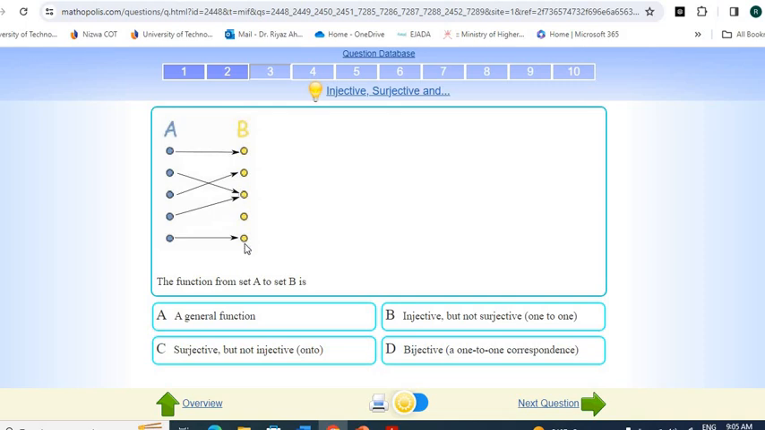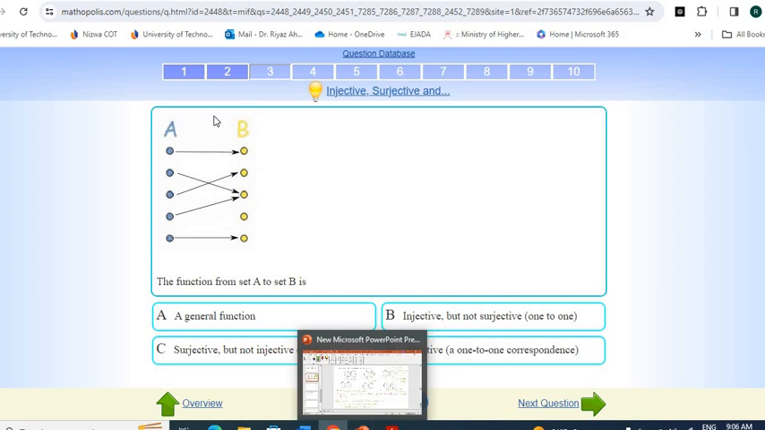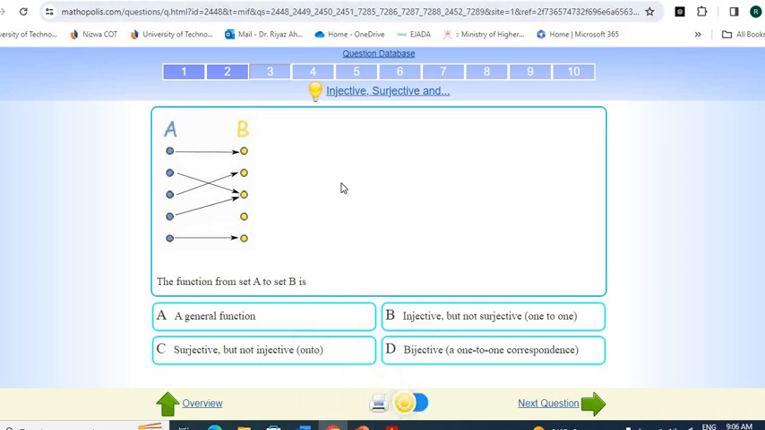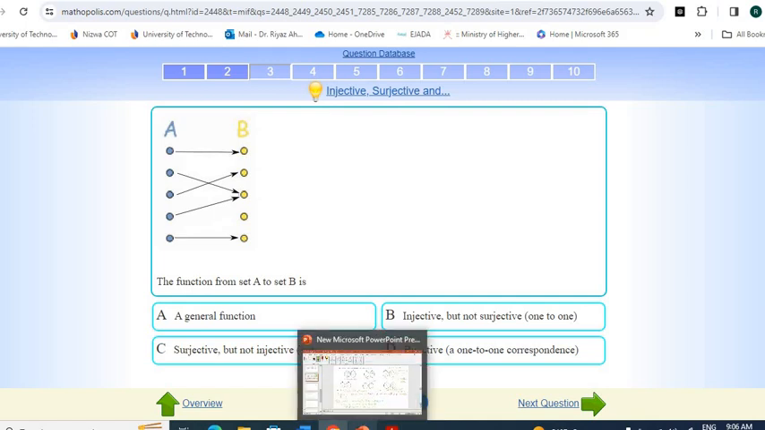Next, domain 1, 2, 3, 4, 5. Range 1, 2, 3, 4. So domain and range are not equal, which means it is not injective. Whether it is injective? No. Range is 1, 2, 3, 4 and codomain is 5. So it is also not onto. So it's a general function. Like that you can practice. Open Math Is Fun and then open the quick quiz. Then you can practice by yourself.